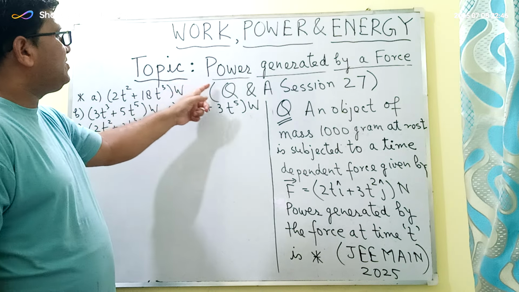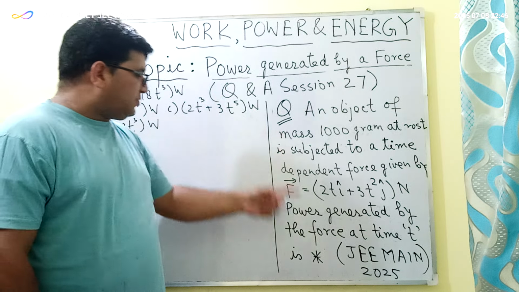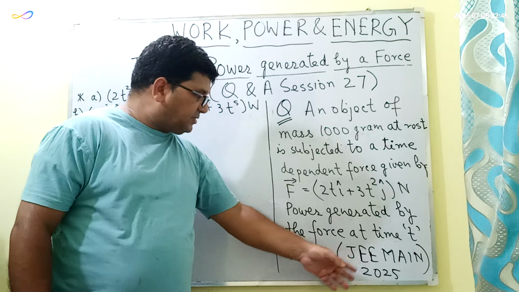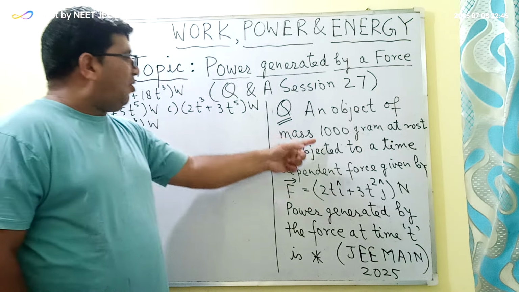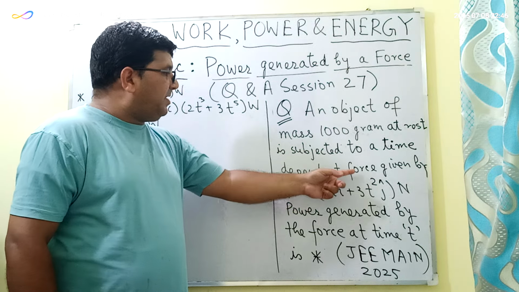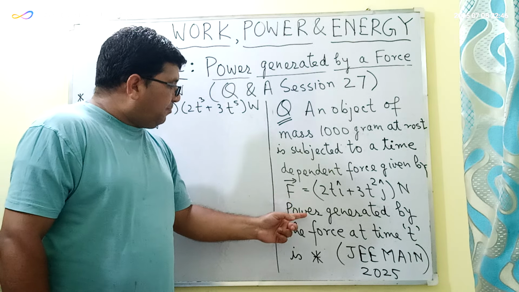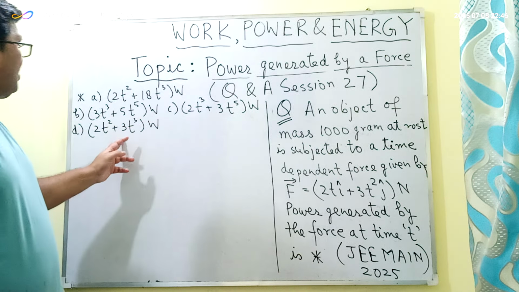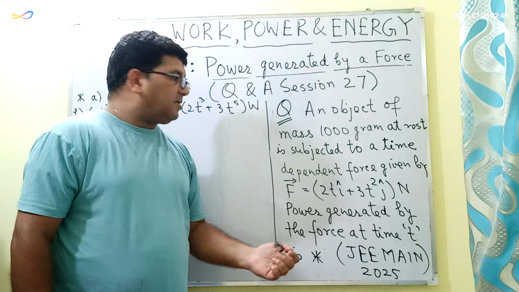The topic is the power generation by a force, and based on this topic, I have one question which was asked in the JEE Main examination in the year 2025. This question was asked in this year itself. The question here is: an object of mass 1000 gram at rest is subjected to a time-dependent force given by this equation, and the power generated by the force at time t is... Four options are given here, and we have to find the correct option.